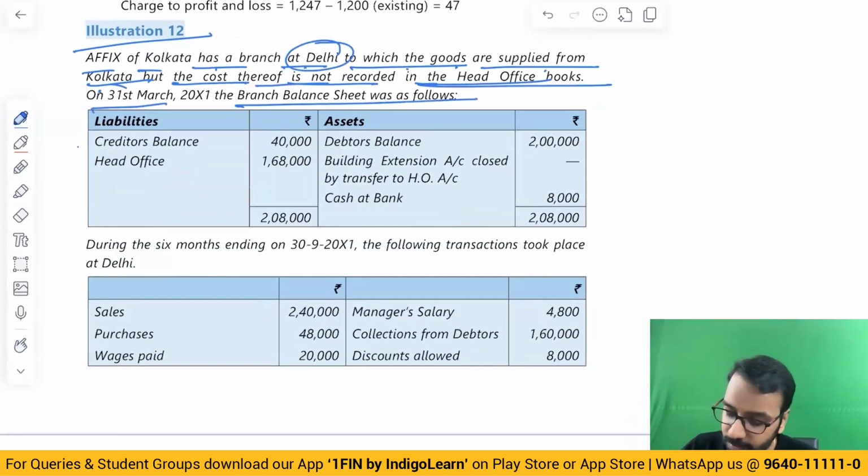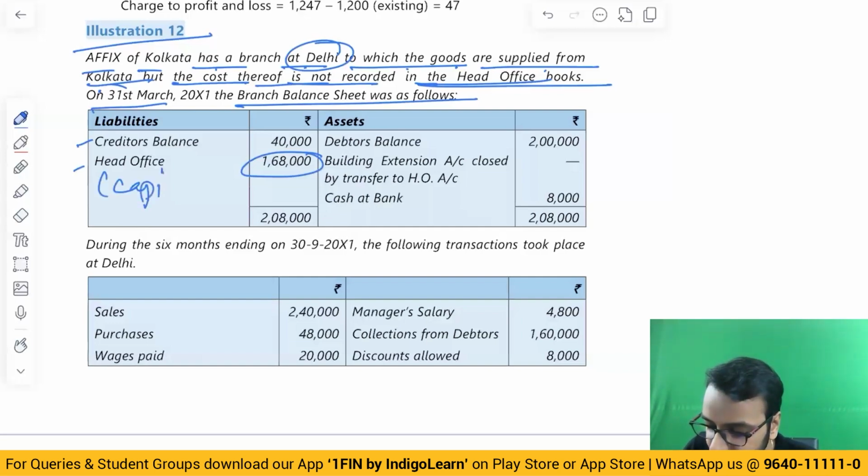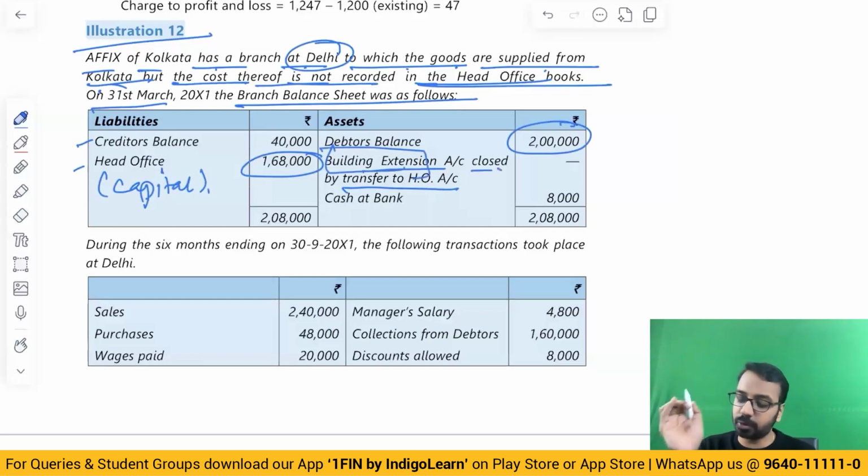Okay, creditors balance, head office. Head office balance means branch is saying we have to pay head office 168. If you are getting confused, think of this as a capital account. Debtors balance 2 lakhs. Whose balance? Branch balance. Building extension account closed by transfer to head office means there was some building account. Now that has been transferred to head office.